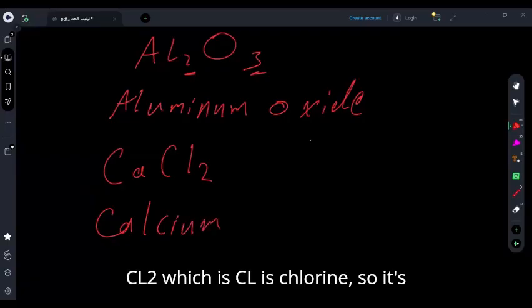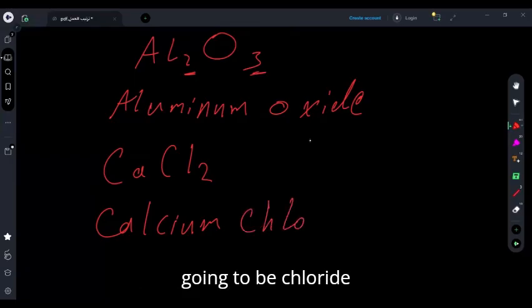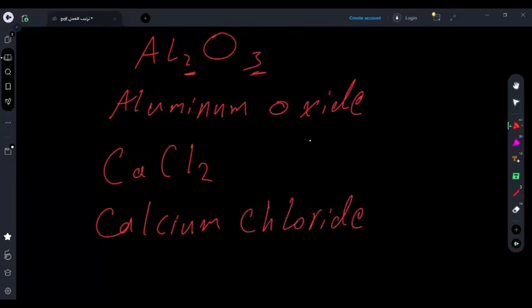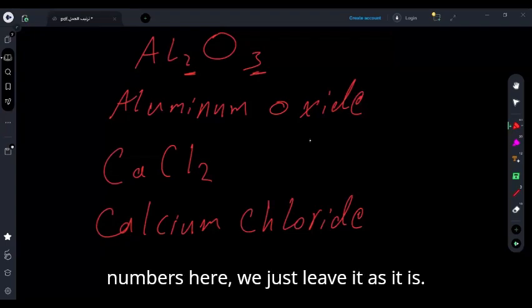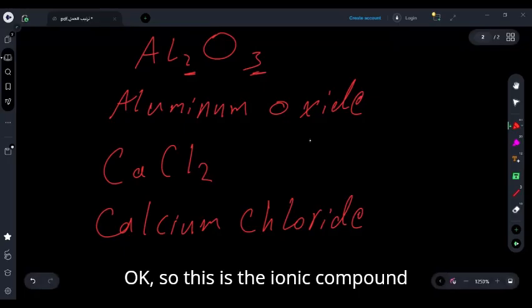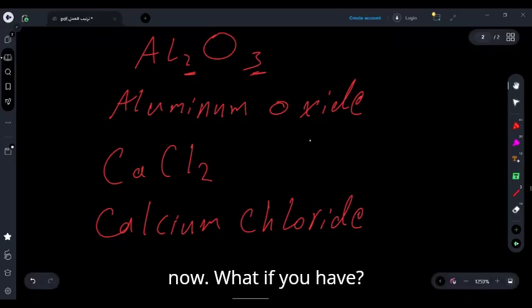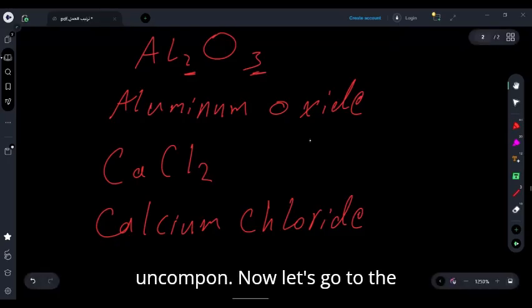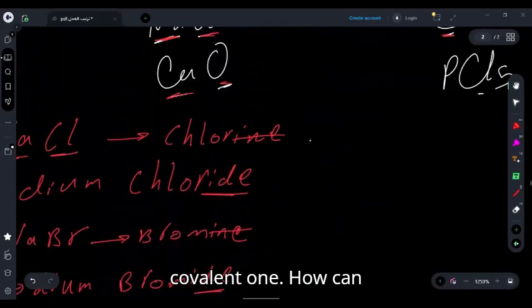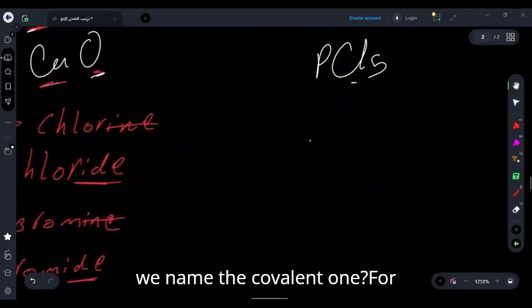Cl2, where Cl is chlorine, so it's going to be chloride with IDE. We don't deal with the two numbers here, we just leave it as it is. Okay, so this is the ionic compound. Now let's go to the covalent one. How can we name the covalent one?